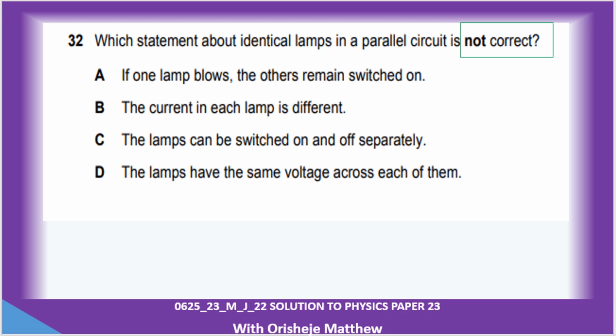If one of the lamps blows, the other lamp remains switched on. That is okay. In other words, what they are trying to say is that in parallel, if we have two lamps and one cuts off, the other one can still work. So this one is correct. The current in each lamp is different. This is wrong. The lamps can be switched on and off separately. Correct. The lamps have the same voltage across each of them. Correct. So which one is the answer? B.